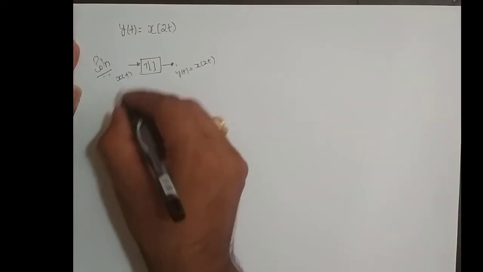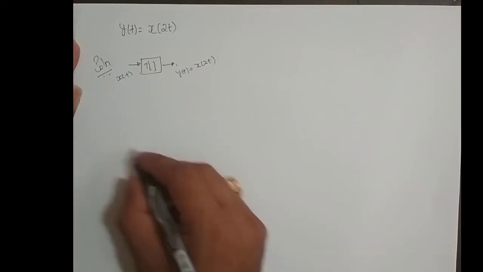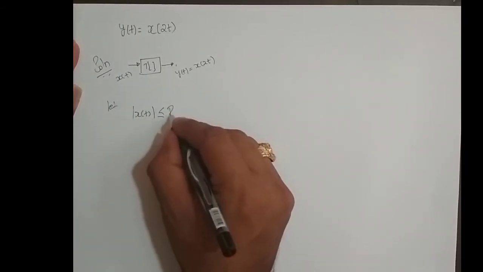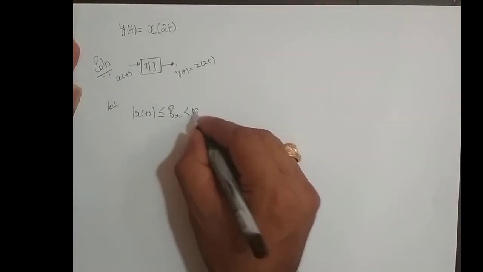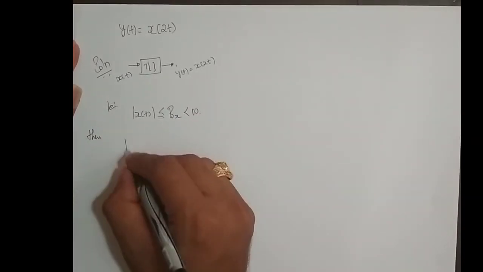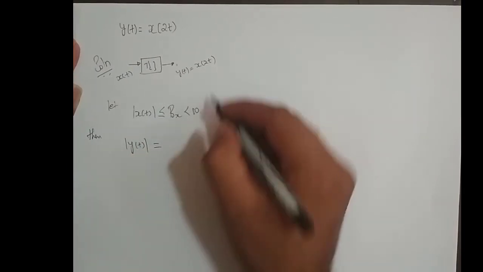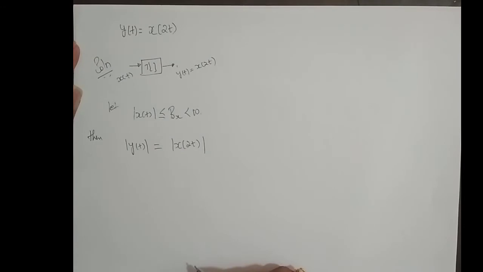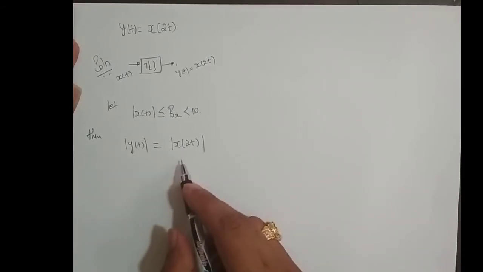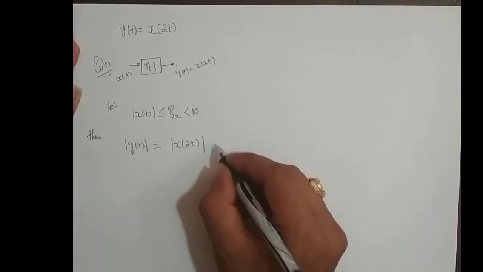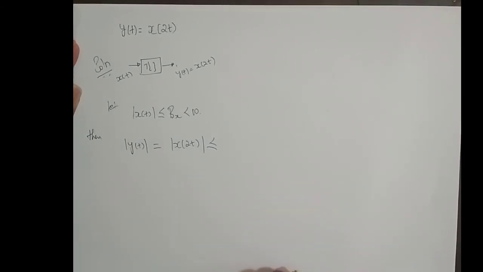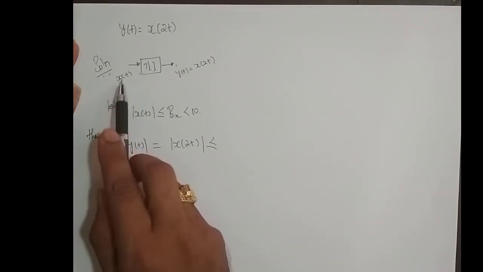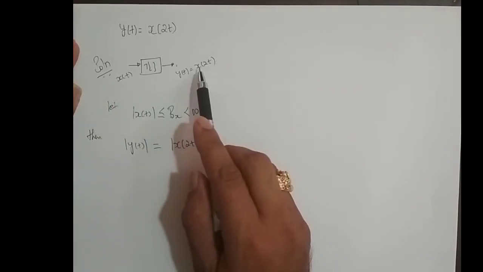Same thing, we'll assume that the input we are feeding to the system is bounded. So let the magnitude of x(t) be less than or equal to Bx, which is less than infinity. Then the magnitude of y(t) is the magnitude of x(2t). And what is your claim? Is this bounded? Is this less than or equal to By? So what is the system doing? If I feed x(t) to the system, what is the output I'm getting?